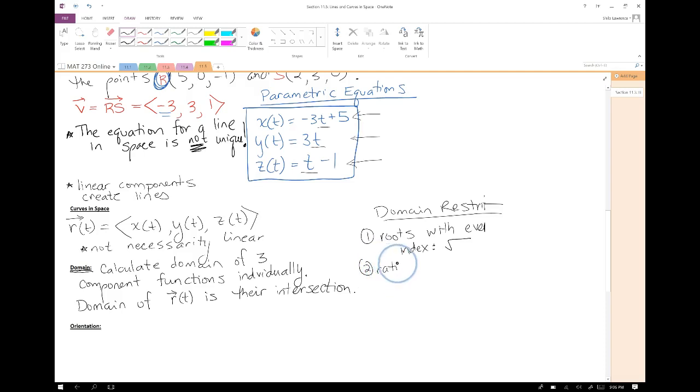Another issue we come across is rational functions. And with rational functions, we see a component that has a fraction with a variable in the denominator, so like 1 over f of t. And we need to make sure that f of t is never 0 because it's in the denominator and we're not allowed to divide by 0.